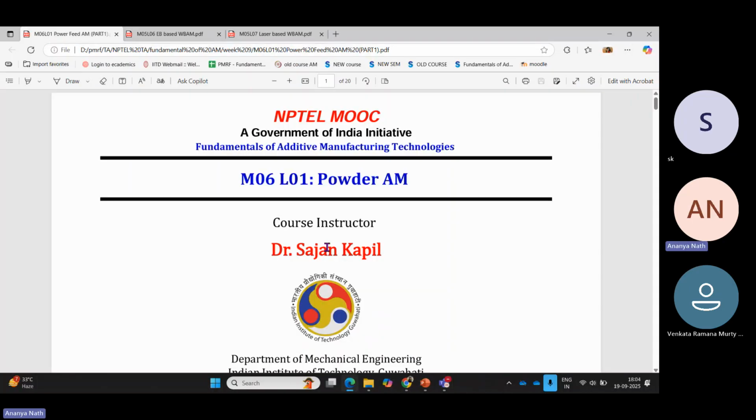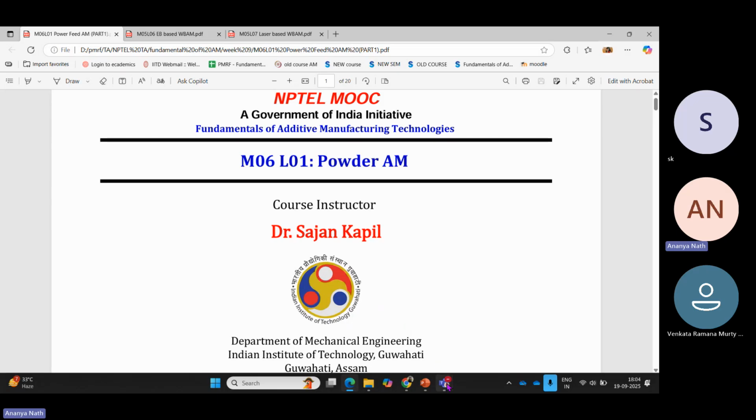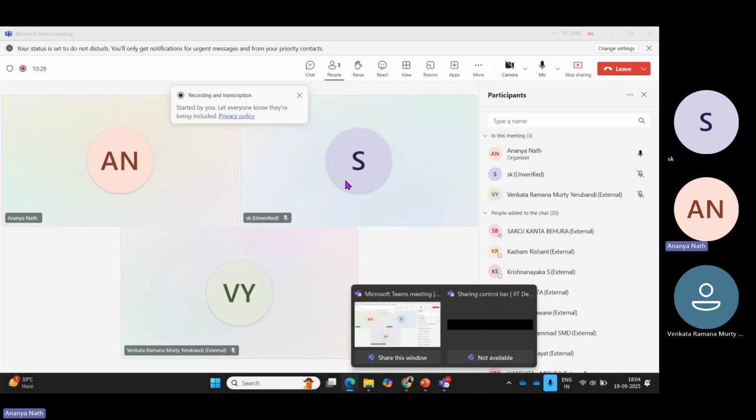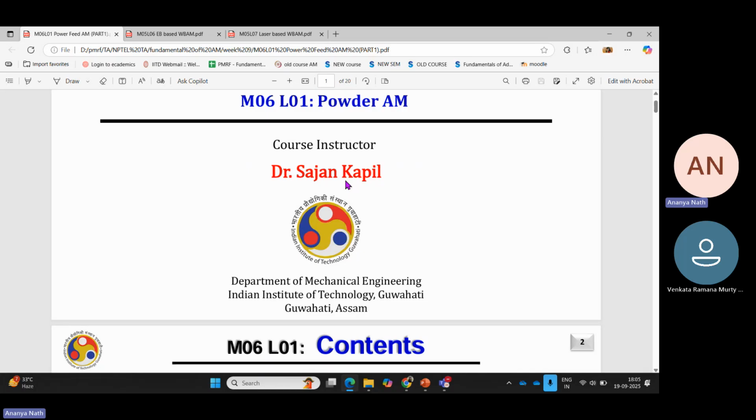I would like to start today's class with a recapitulation of the first topic that has been covered in week 9 lectures, that is powder AM. In the last class, we went through the process called WAM, which is wire arc additive manufacturing. WAM is a process where a wire of metal is used. Only metal can be used as a raw material, and it should be present in wire form.